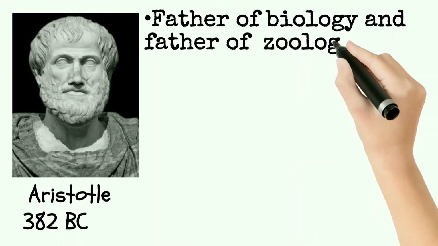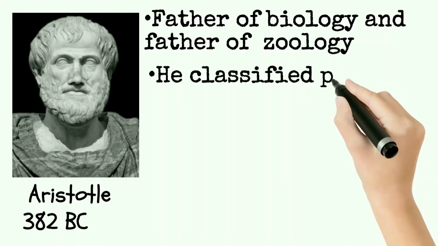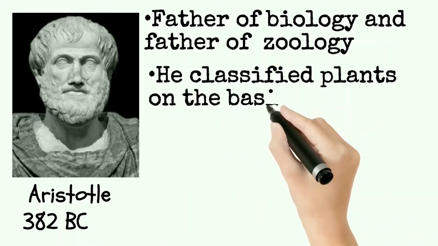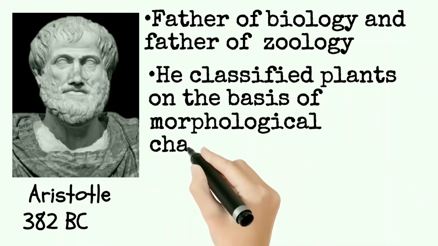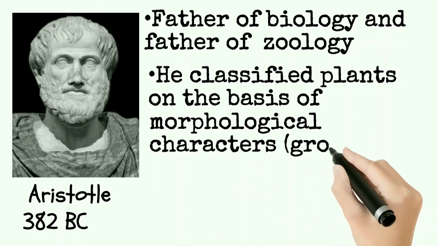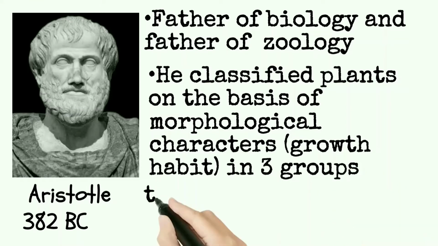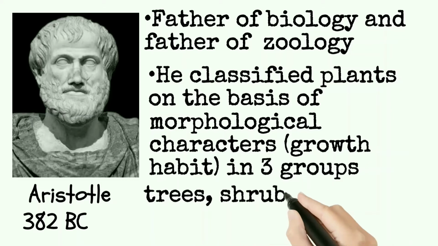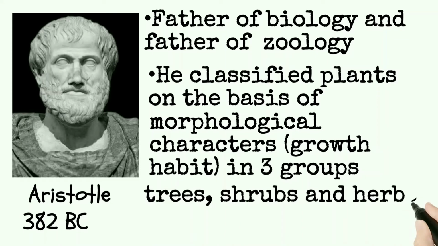He classified plants on the basis of morphological character, that is, growth habit, in three groups. First, trees, second, shrubs, third, herbs. Now we will understand what is morphological character. Morphology is the branch of biology that deals with the form of living organisms: shape, size, structure.